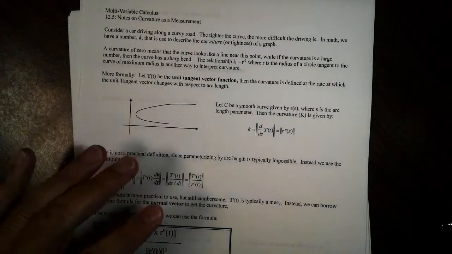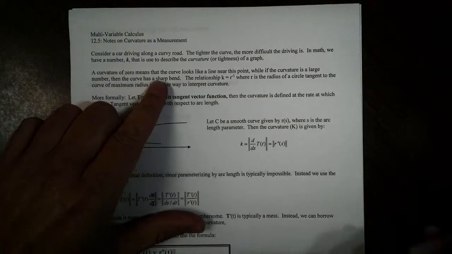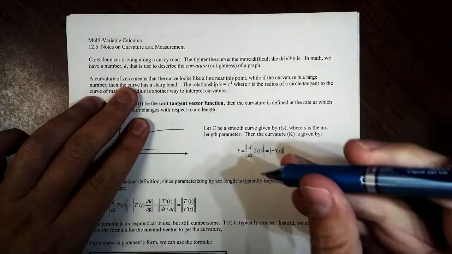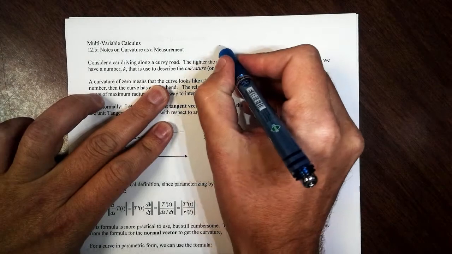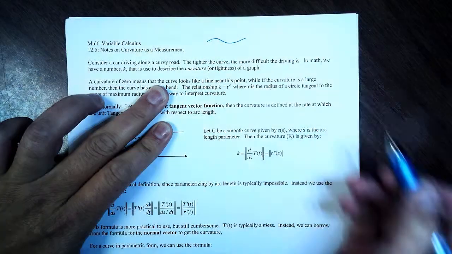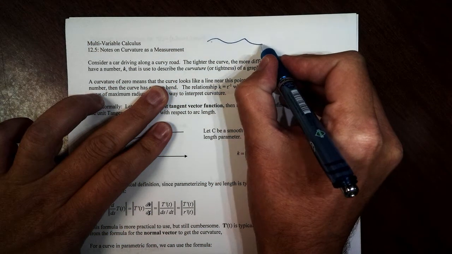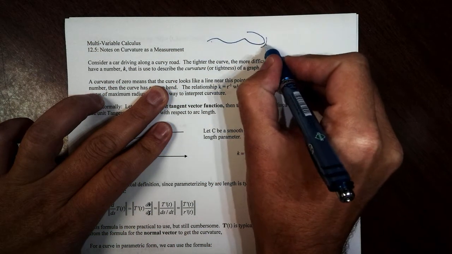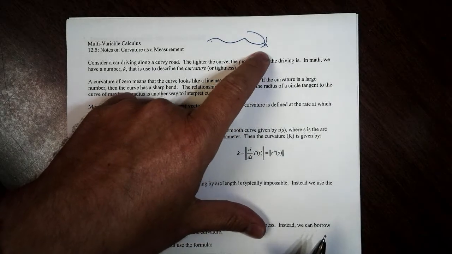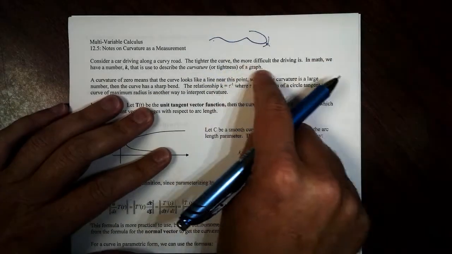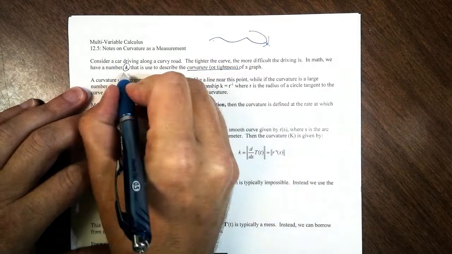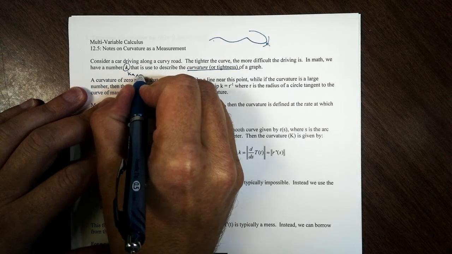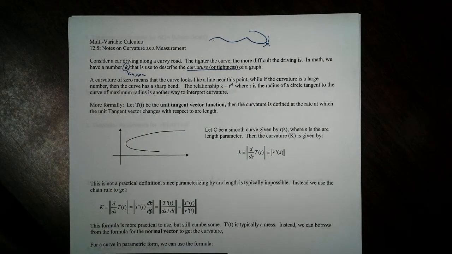So let's take a look. Again, we're driving a car around a curvy road. Now, the tighter the curve, the more difficult the driving is. As I'm driving down this road, it's a windy road, of course, because it's a mountain road. But then I come across this big curve and the big bend in the road, and that's where I barely made it out alive. In math, we have a number for this called K, and we describe that as curvature or tightness. This is actually the Greek letter kappa, but sometimes we just call it K, and it's okay.